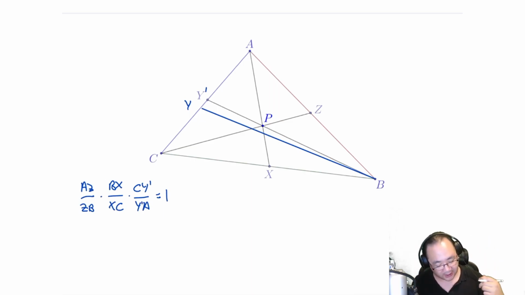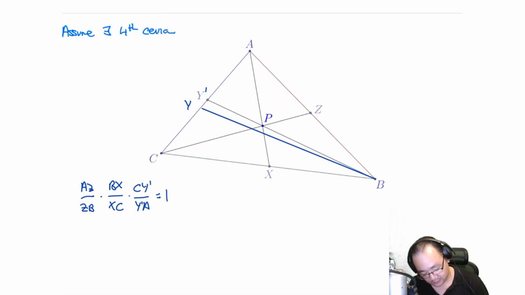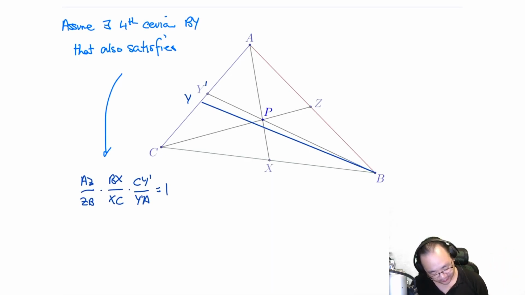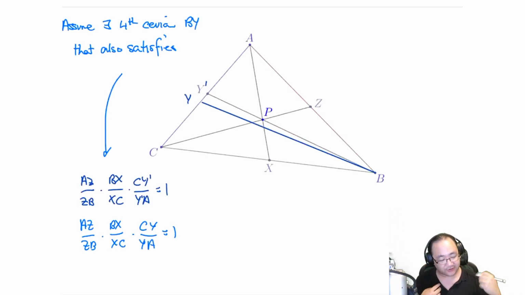Then, because we assume there exists a fourth Cevian, in this case from B to y, that also satisfies this equation, which I'm too lazy to write out again, we can also establish that we've got AZ over ZB, then BX over XC, and then CY, this is normal Y, not Y dash, over YA, and it's also equal to 1 because it satisfies the theorem we established earlier.